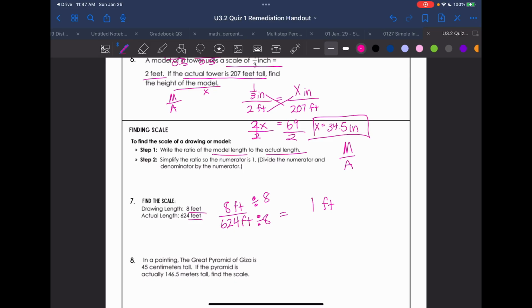So 8 divided by 8 is 1 foot. And then 624 divided by 8 is 78 feet. So my scale is 1 foot equals 78 feet. And I can leave that as a fraction. I can write it 1 foot colon 78 feet. I could say 1 foot equals 78 feet. There's multiple ways you can write it, but you have to be able to recognize when you have a scale.